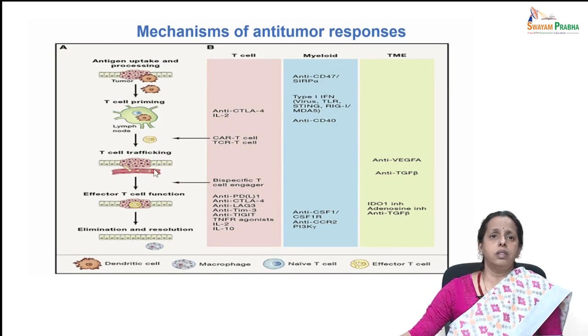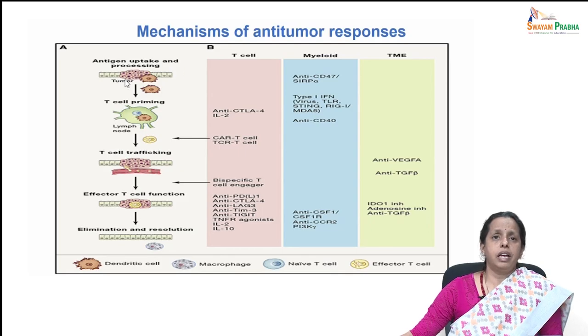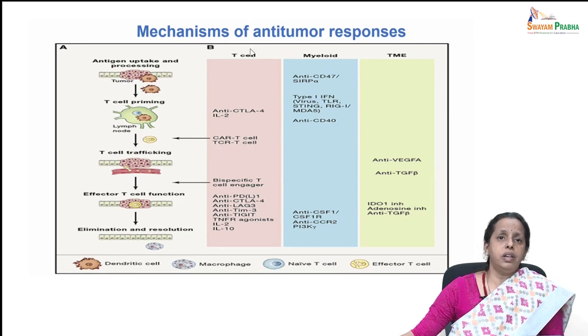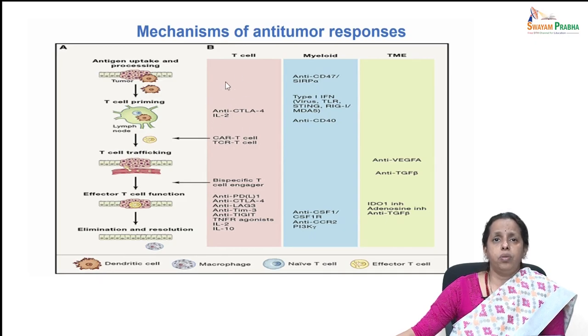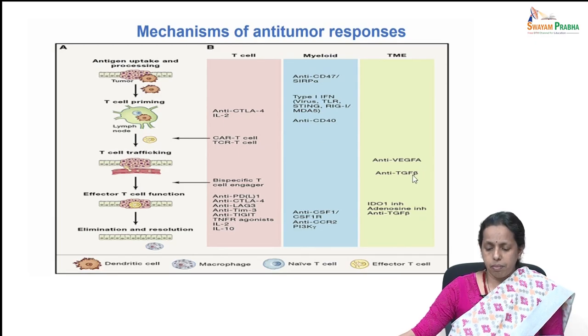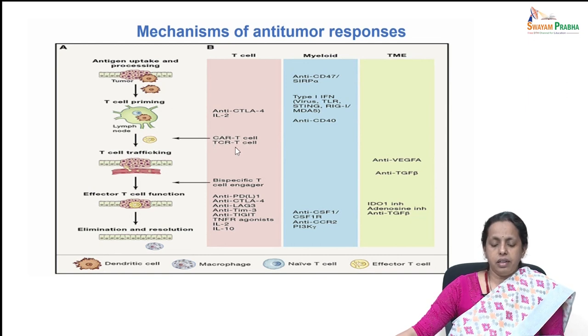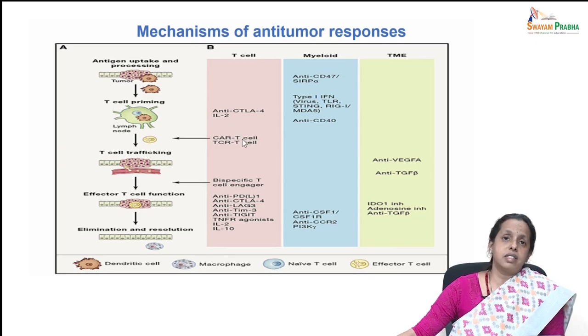This is all your different procedures, as I was mentioning in my earlier slide, where you have your antigen uptake and processing, then you have the T cell priming, then the T cell trafficking. This is all the different T cells. So you have your anti-CTLA-4 and IL-4. Then you have the tumor microenvironment. What else? This is a typical anti-tumor response. Then you have your important CAR T cells. We will discuss all this in the next session. And then your T cell receptor T cells, where these are all particularly recognized.